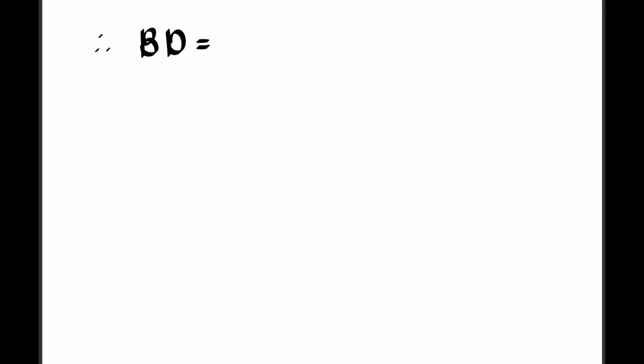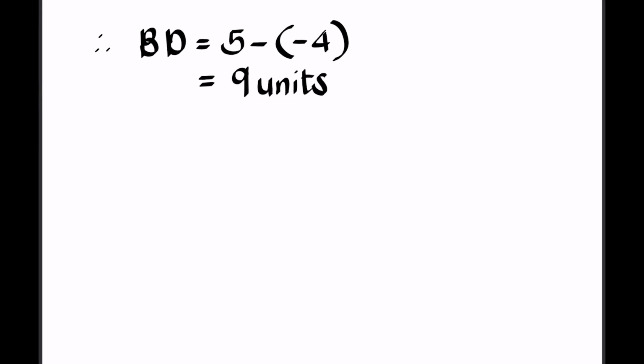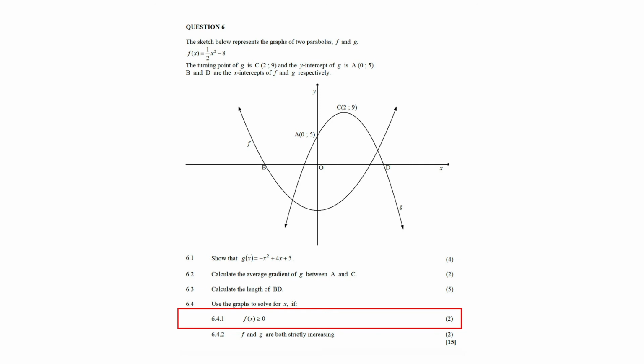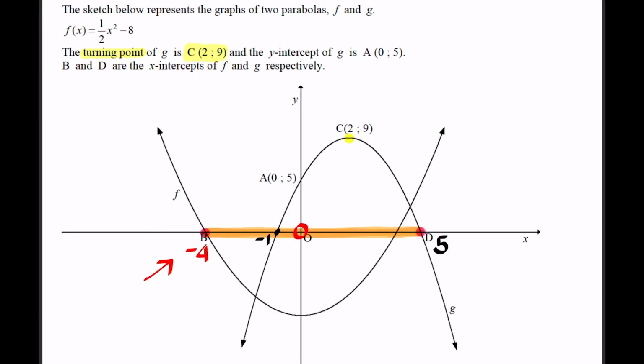So for BD, we have the right value, which is D, which is 5, minus the left value, which is -4. So that is 5 minus -4, which is the same as 5 plus 4, which is 9. And then just don't forget to put units at the end. So BD is 9 units. The next question says, use the graphs to solve for x if f of x is greater than or equal to 0. So if I'm looking at f of x, is my half x squared minus 8. F of x is my smiley face.